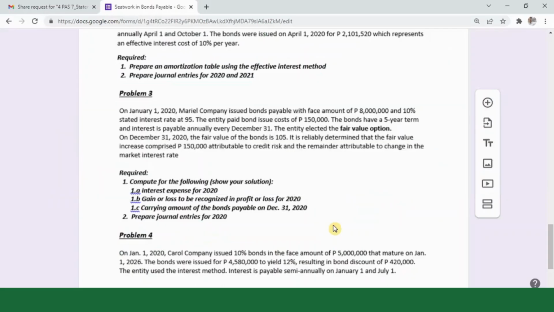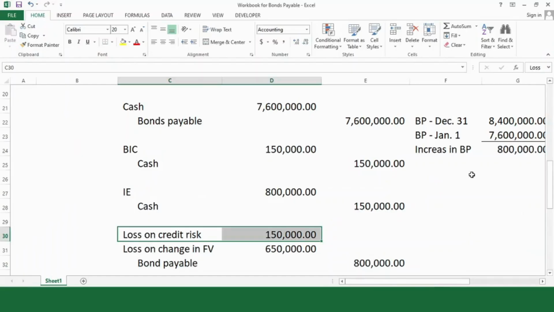Then, carrying amount of the bonds payable on December 31, 2020, ito na yun, yung bago.